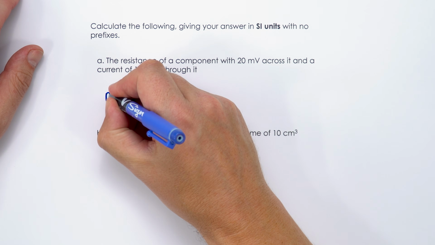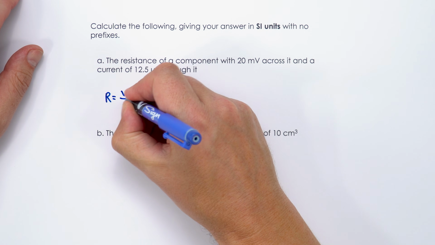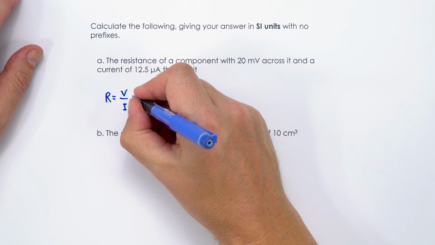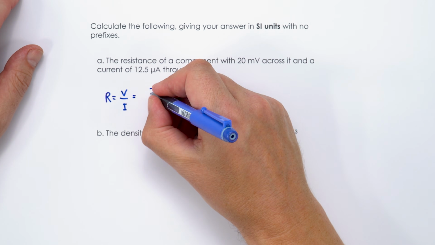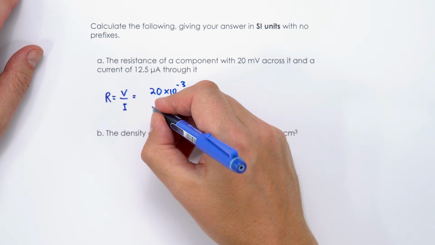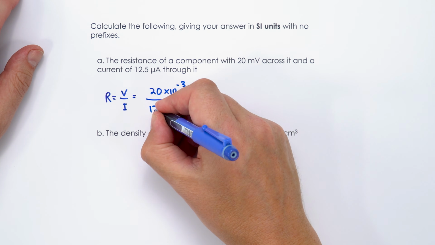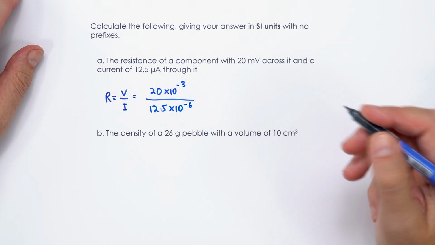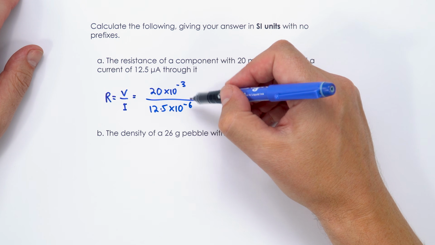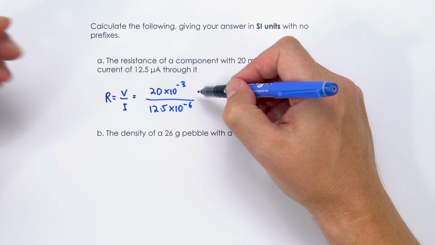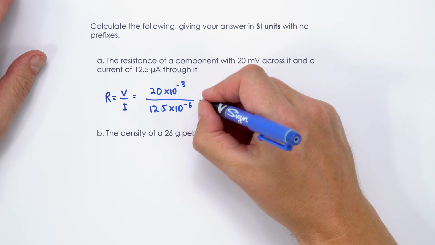So we're going to use the equation that says R is equal to V over I, the potential difference across it divided by the current through it. So that's going to be equal to 20 times 10 to the minus 3 volts divided by 12.5 times 10 to the minus 6. And because we've got minus 3 divided by minus 6, this is going to give us an answer in the region of 10 to the 3, so something in the thousands.